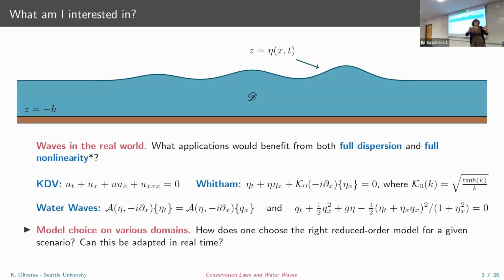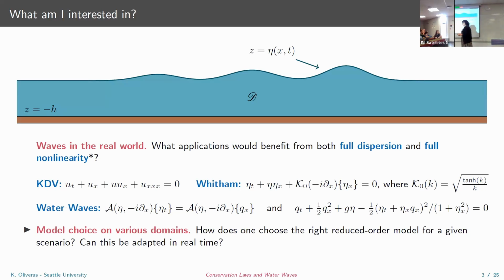All right, so what am I interested in general? Well, waves in the real world. So at least I have one figure showing that we have a water wave. Most everything I'm going to do in this talk is going to be one-dimensional, but it's not limited to 1D free surfaces. We can do higher dimensional free surfaces. But I'm interested in waves in the real world, and what applications would benefit from both full dispersion and full nonlinearity. So if you're familiar with the waterway problem, it's hard. I'm thinking inviscid and irrotational even. So the easy of those cases, and still it has plenty of challenges.